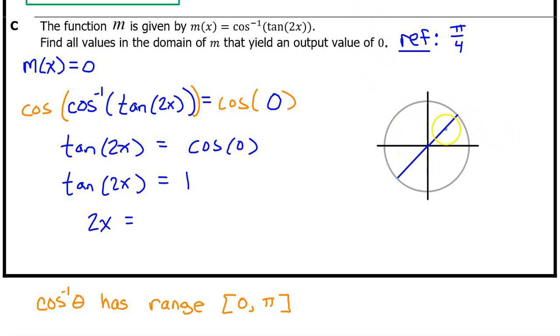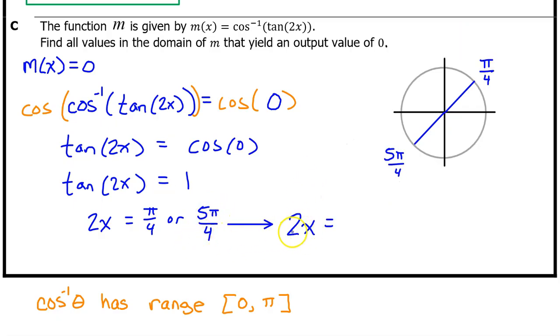The angle in the first quadrant with a reference angle of pi over 4 is pi over 4 itself. So 2x could equal that. Or the angle in the third quadrant with a reference angle of pi over 4, what's that? We can think of pi as 4 pi over 4. Therefore, this angle in the third quadrant must be 5 pi over 4. It's pi over 4 past 4 pi over 4. So that's the other possible value for 2x. 2x could be pi over 4 or 5 pi over 4.